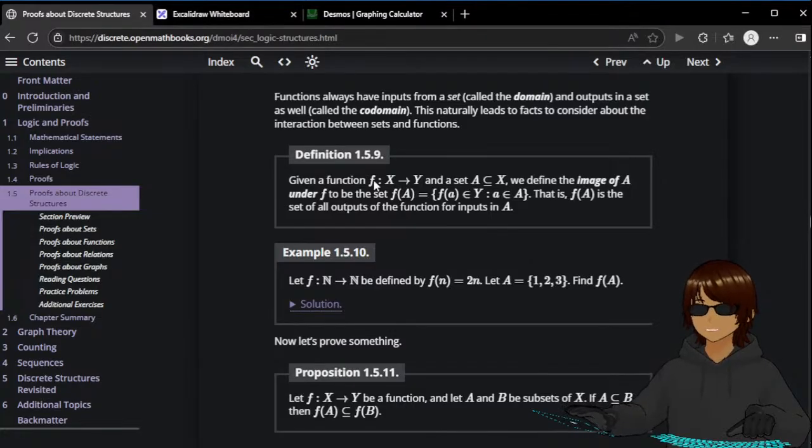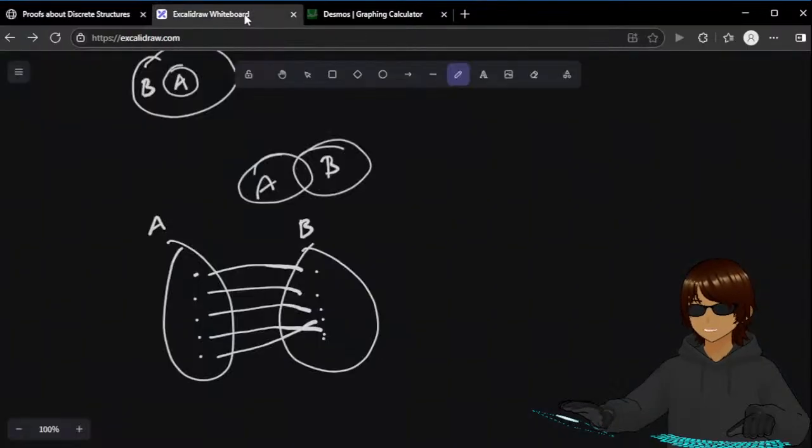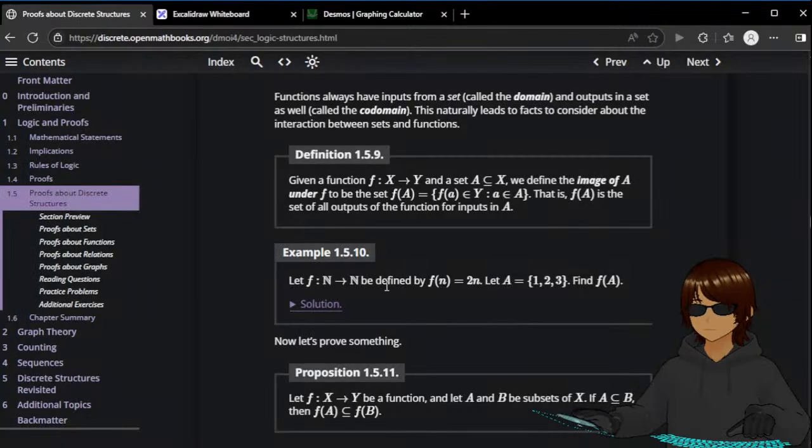Given a function f from X to Y and a set A that is a subset of X, we define the image of A under f to be the set f(A) = {f(a) : a is an element of A}. That is, f(A) is the set of all outputs of the function for inputs in A.